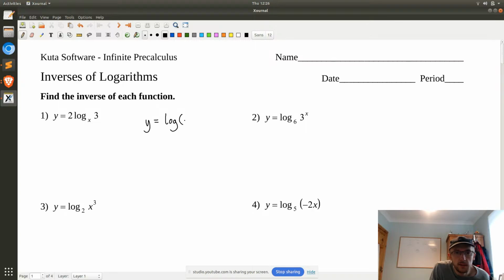Let's say y is log of x. Well, okay, then 10 to the y is x. And then the inverse, swapping the variables, would be this. So we put 1,000 in where x is, and we get out 3. We put a 3 in where x is, and we get out 1,000. Which is what we want.